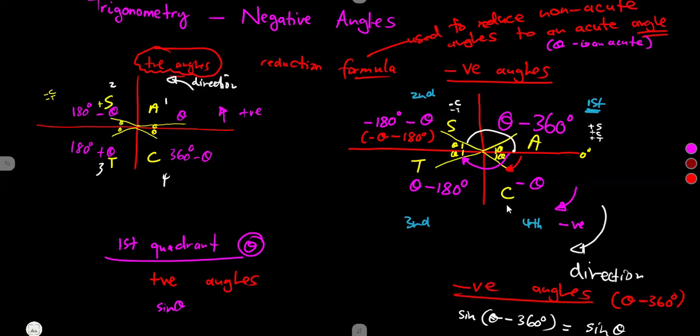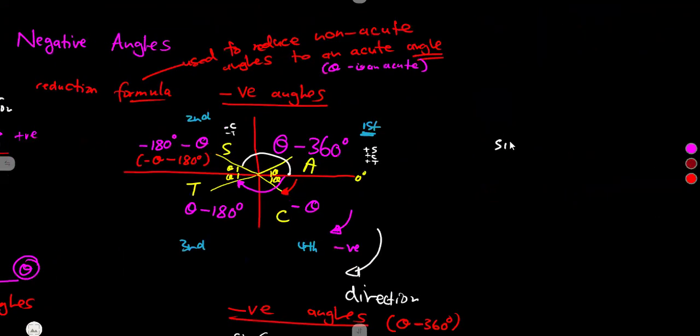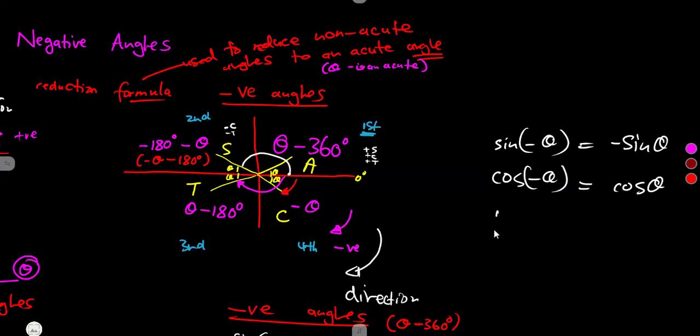So what I'm trying to say is that in the fourth quadrant, it's only cos there which is positive. So it means the sine is negative. The sine of minus theta, sine there is negative. Cos only is positive. So it means the cos of minus theta is going to be cos of theta. The tan of minus theta is going to be minus tan theta, because it's only cos that we're talking about. So this is for the negative angles.